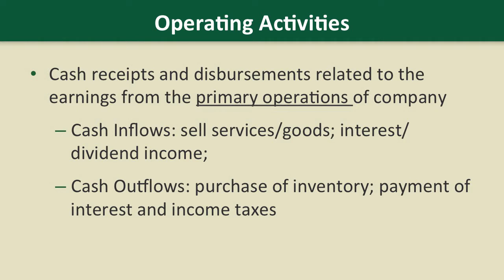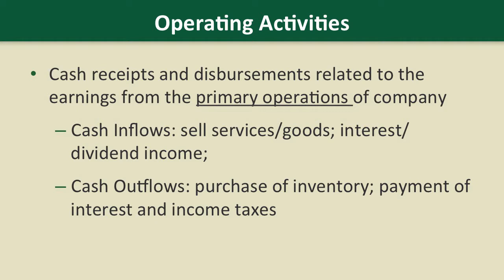This is the most important of those three sections in the statement of cash flows because in this section we record or list all the cash inflows and outflows related with the earnings from the primary operations of a company. So it is related with the daily operation of a company. The operating cash flow is also called the lifeblood of a company.